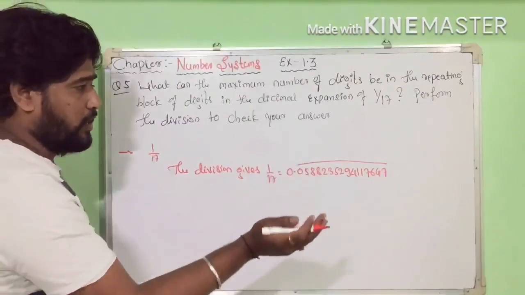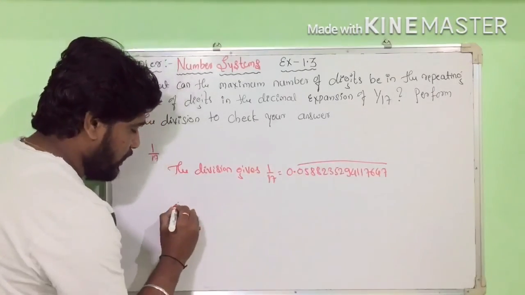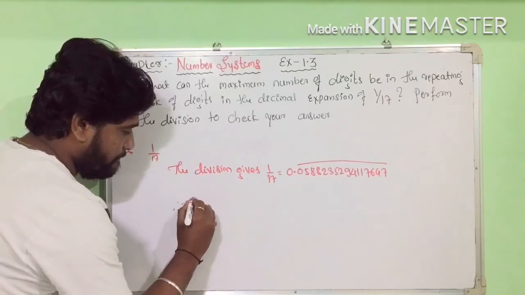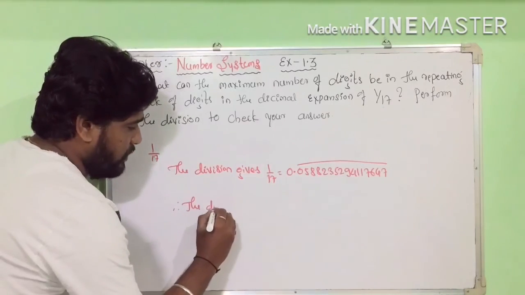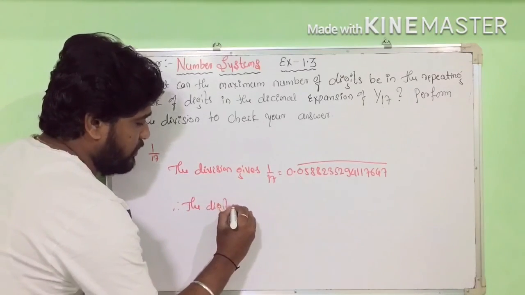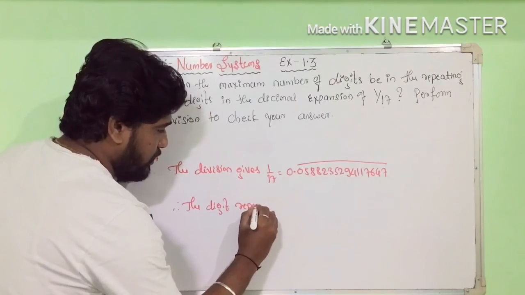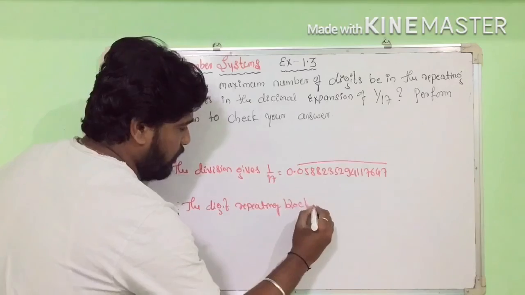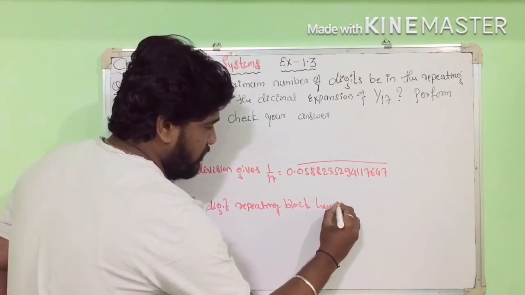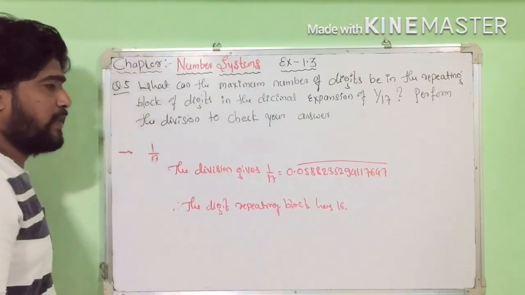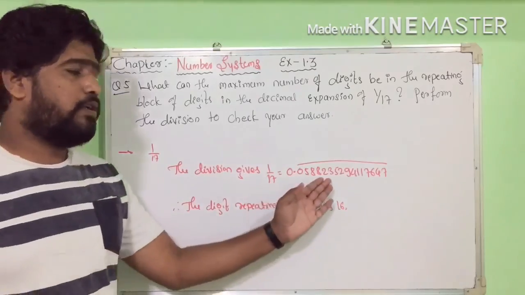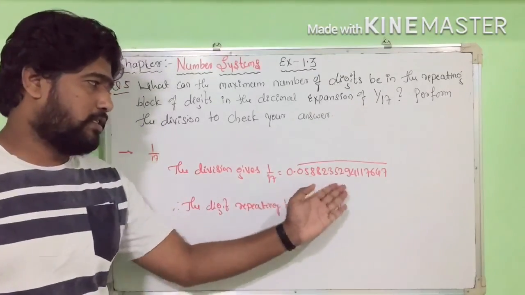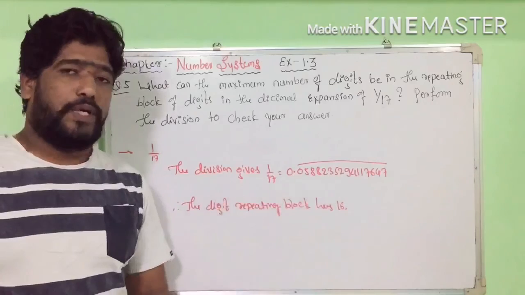So make a long division at your home. So here write down: the repeating block has 16 digits. So this long division you have to make and check it, whether it repeats after 16 digits or not.